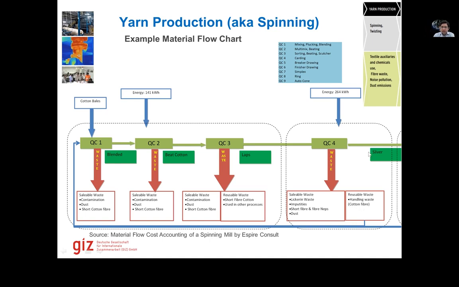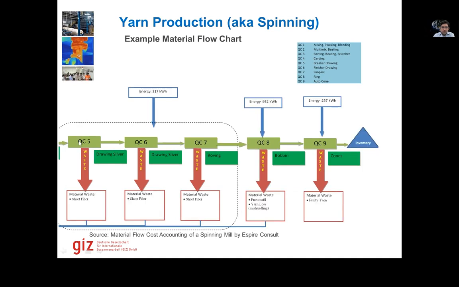So this sliver then goes to the drawing process where we draw it further. Because we also have filters here, some short fiber also comes out of here as the material waste. This cannot be reused. And these processes are also only using electricity, where we mechanically pull the sliver to make it longer and thinner.